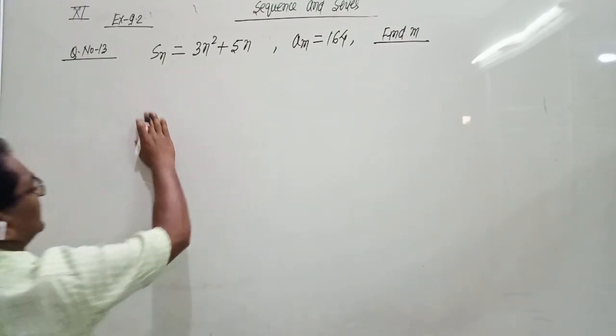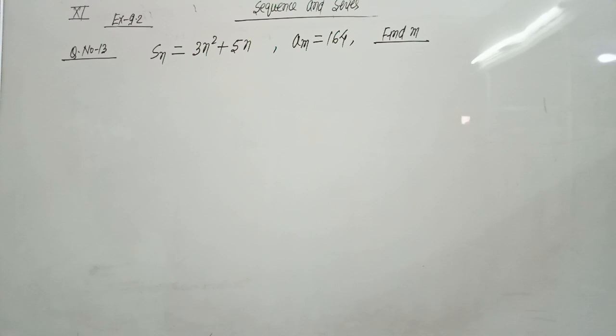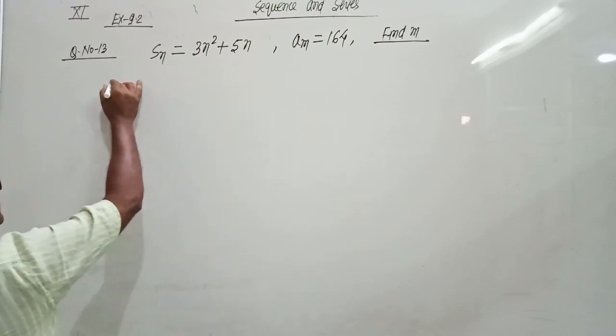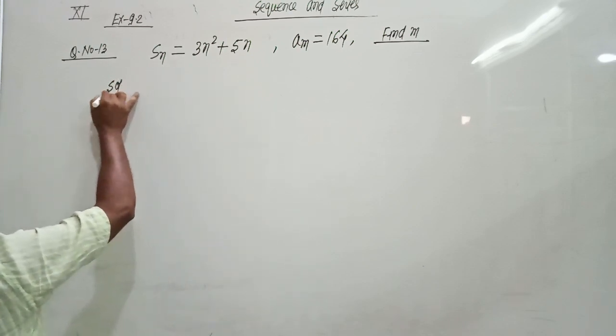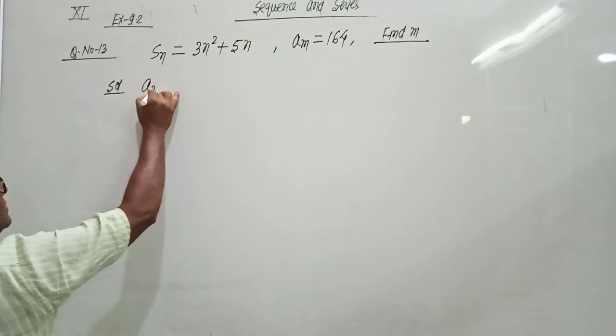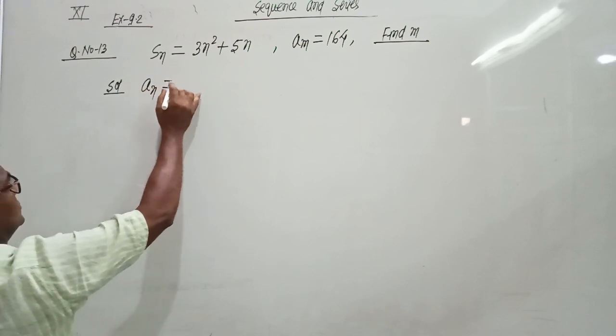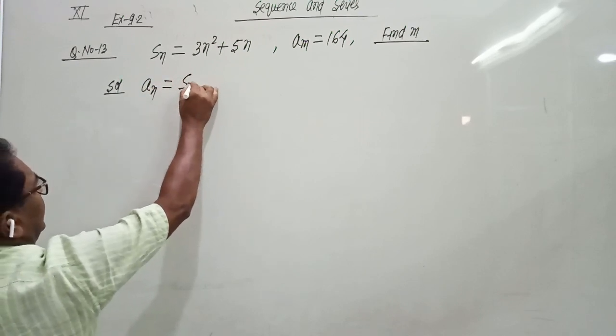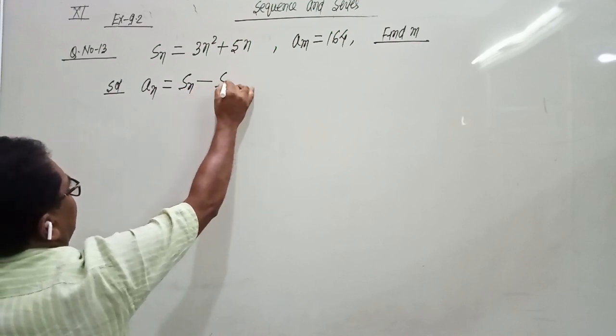So from Sn, we calculate an. And the formula for finding the nth term: an equals Sn minus Sn minus 1.